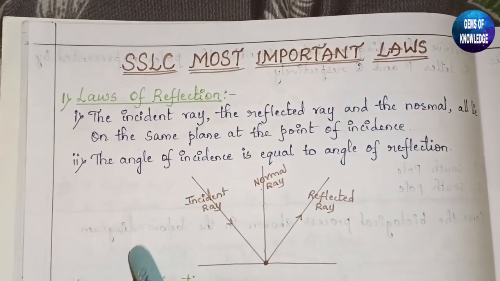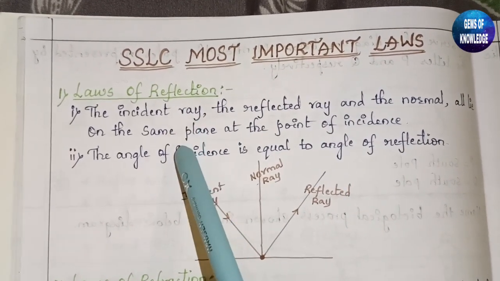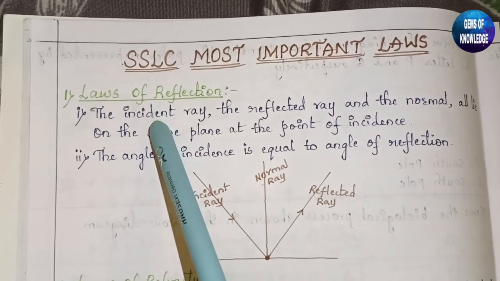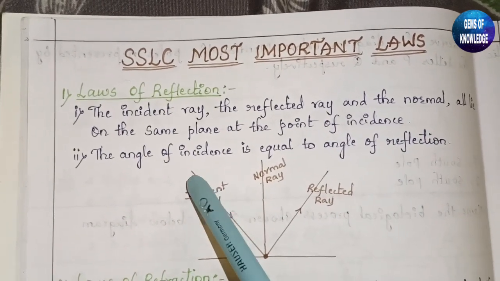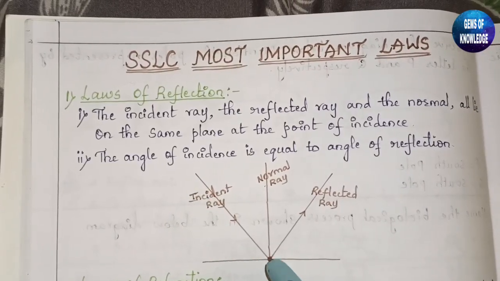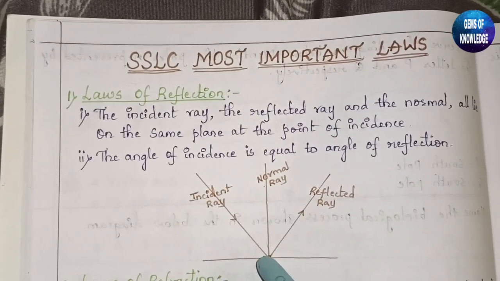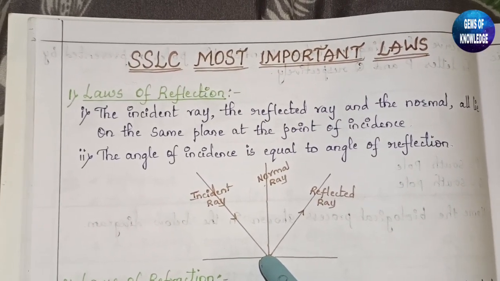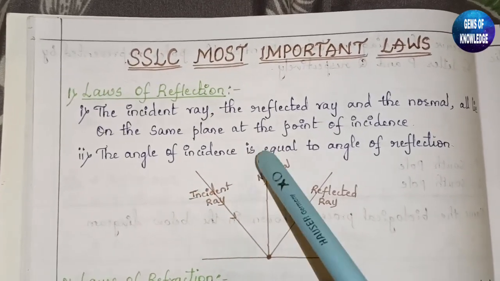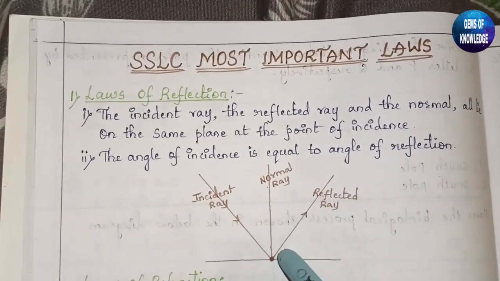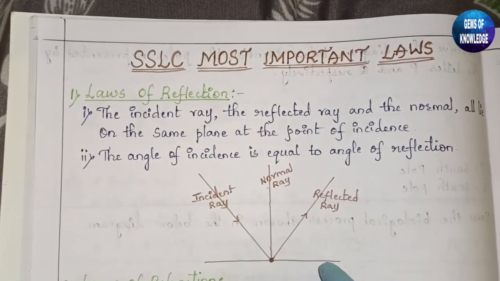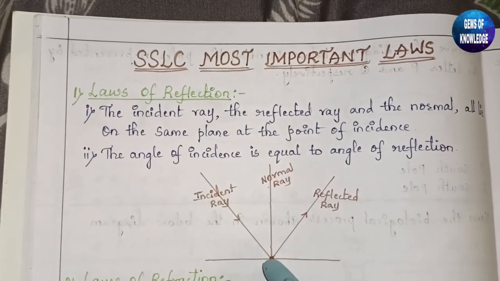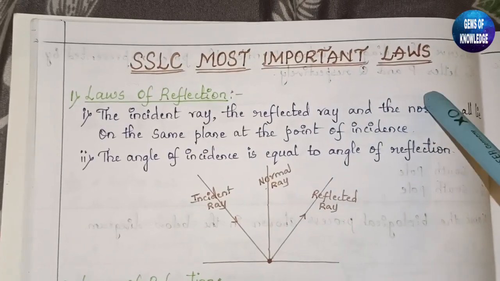So this is the diagram dependent on this law. You can see an incident ray, reflected ray and the normal, three types of rays. This is the incident ray, and this point is called the point of incidence. So the incident ray, the normal ray and the reflected ray all lie on the same plane, at the point of incidence. This is the first law.